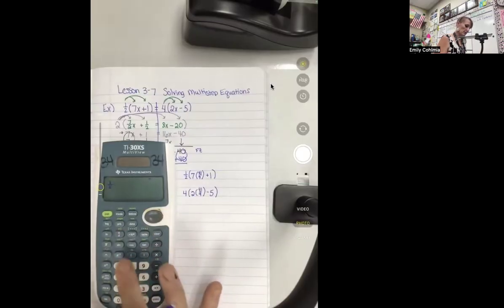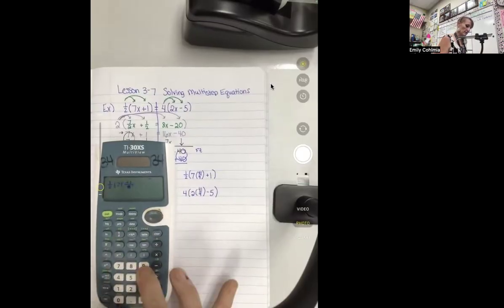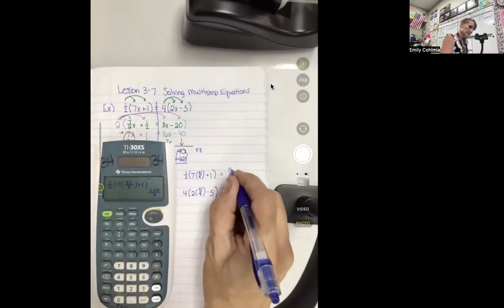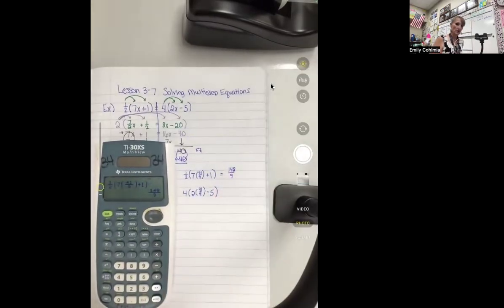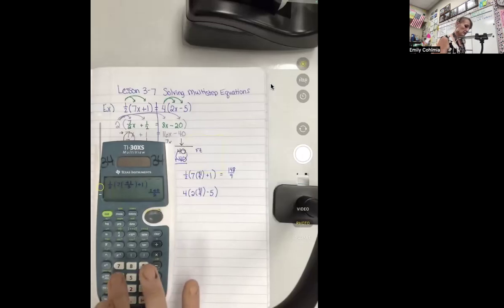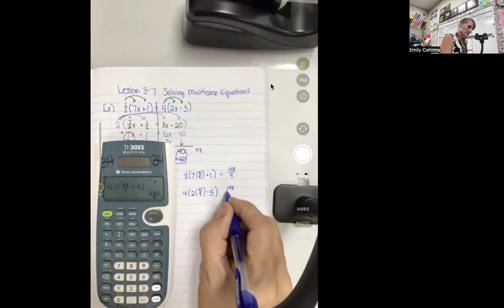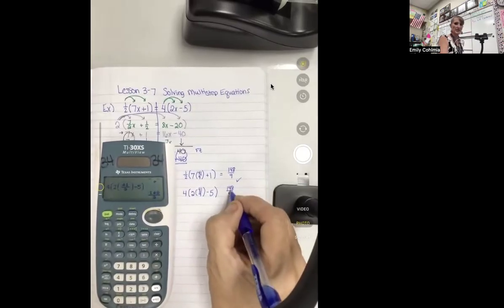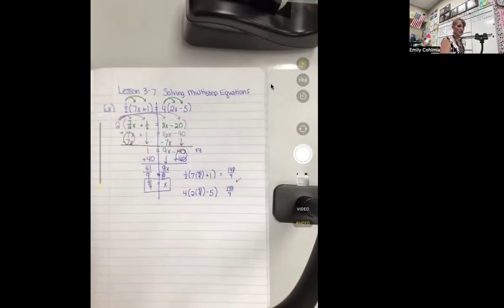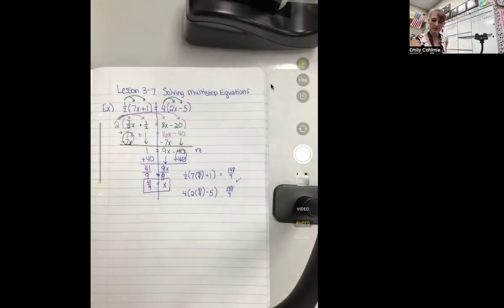Okay, so we're just going to put those in the calculator just like they look. So 1/2 parentheses 7 parentheses 41 over 9 plus 1. And then we're going to end with our parentheses. And that's going to give us 148 over 9. Don't let that number scare you. Remember, we're just looking for a balanced equation here. So 4 parentheses, 2 parentheses 41 over 9 minus 5 parentheses equals 148 over 9. So what does that tell us? It tells us that our equation is balanced, and so therefore we know our answer is the correct answer. So 41 over 9 is the correct answer.